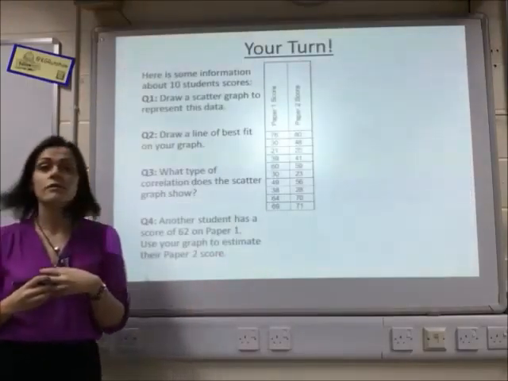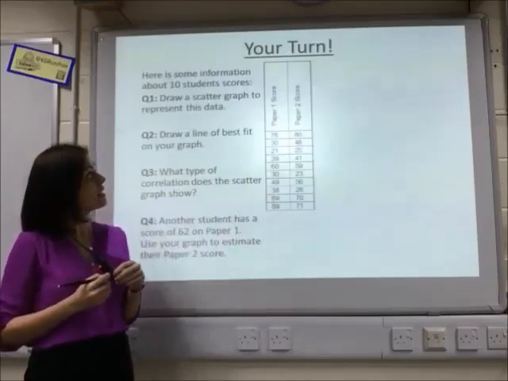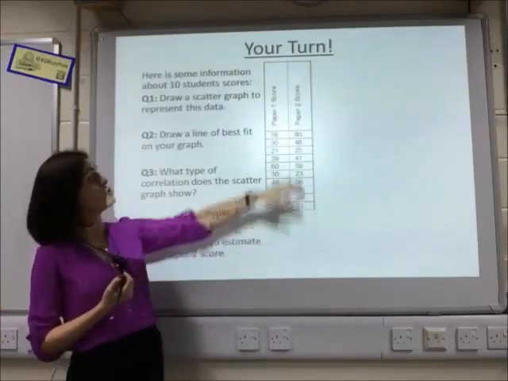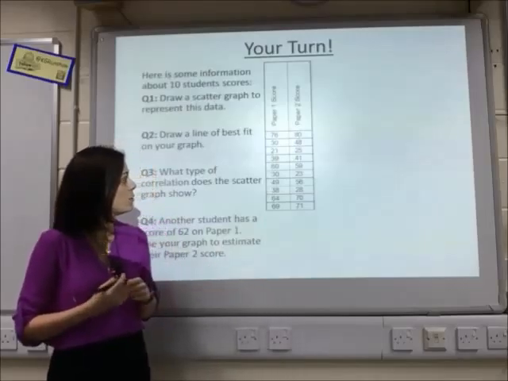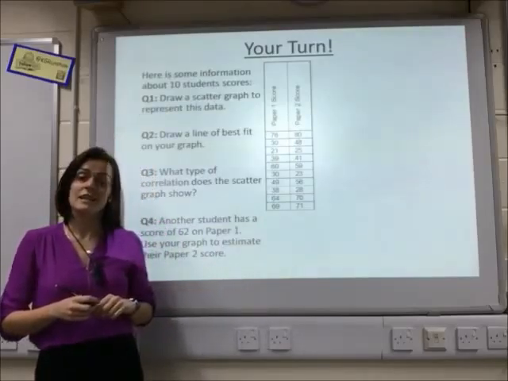Now it's your turn. If you press pause, have a go at drawing a scatter graph to represent this information about student scores on paper 1 and paper 2. And when you're ready for the answers, press play again.